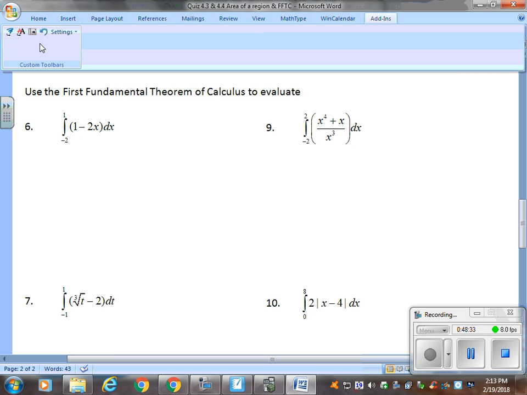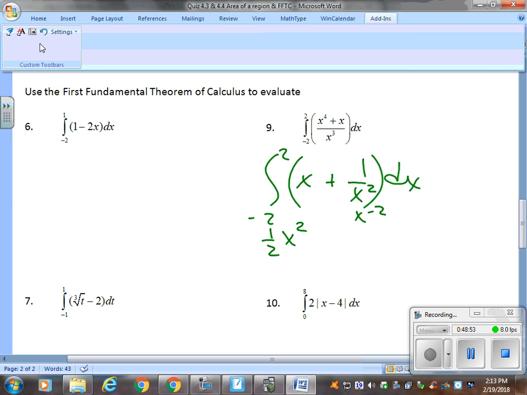All right, number 9. Do you need that? Did you divide first? Eventually. So that makes x plus 1 over x squared. Everybody agree with that? So if I integrate that, that's going to become x squared, so I'll put a half in front. And this is x to the negative 2, so if I add 1 to the power, it becomes negative 1, which makes that 1 over x.